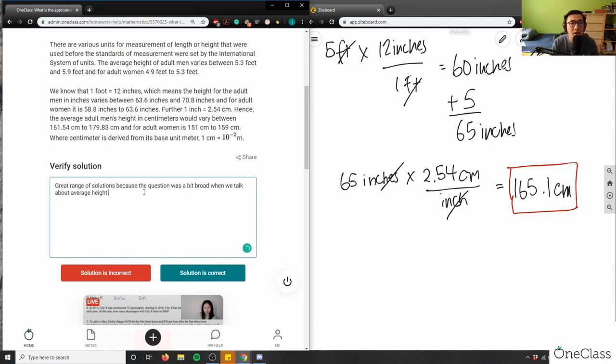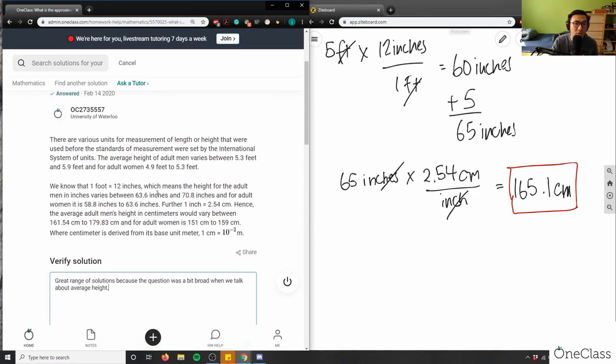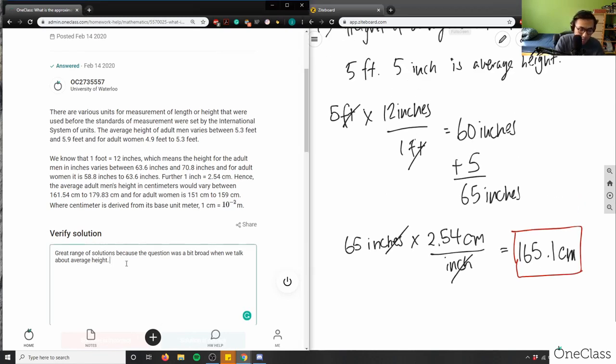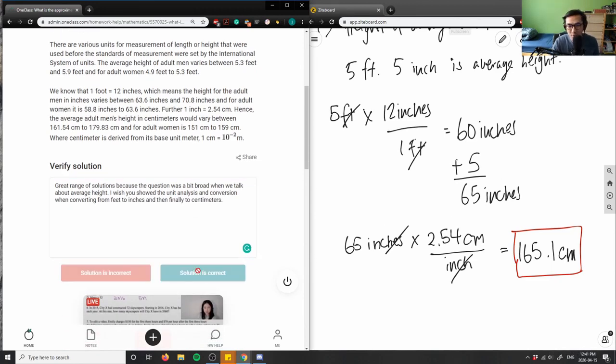I wish what they did was they showed the step-by-step analysis here. I wish they showed the unit analysis and conversion when converting from feet to inches and then finally to centimeters. But here is the solution.